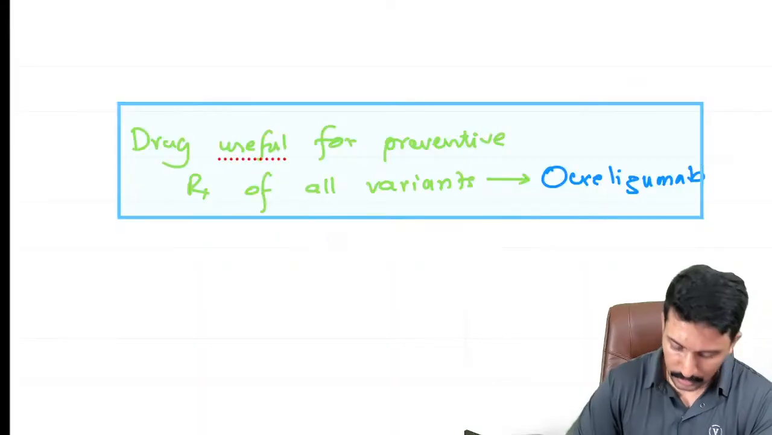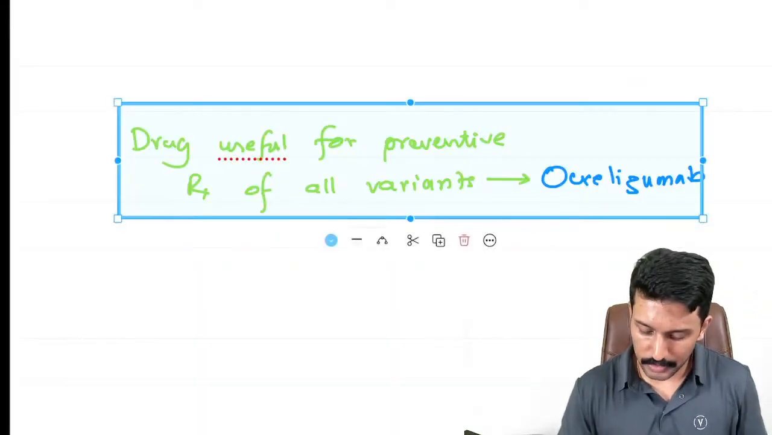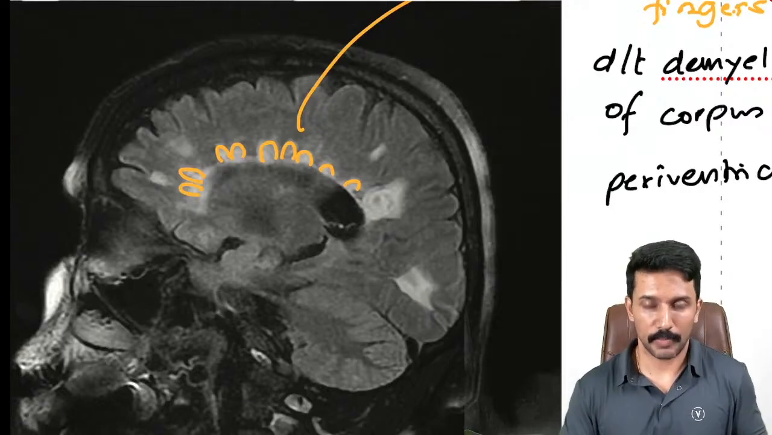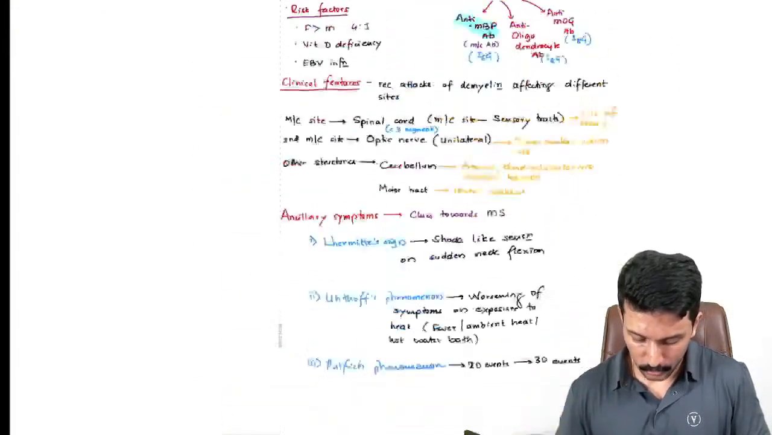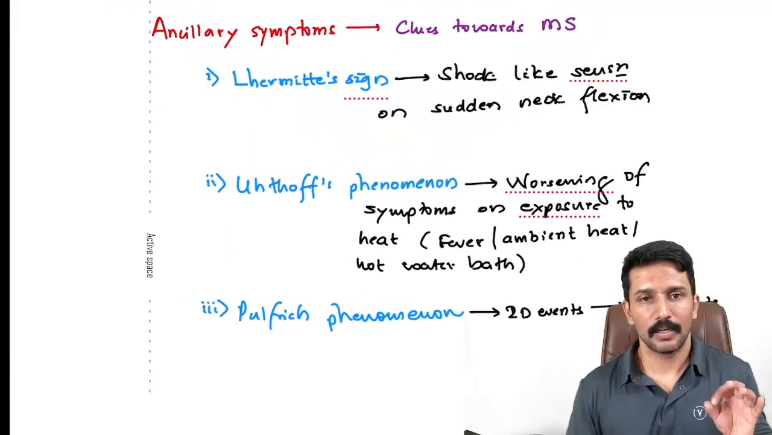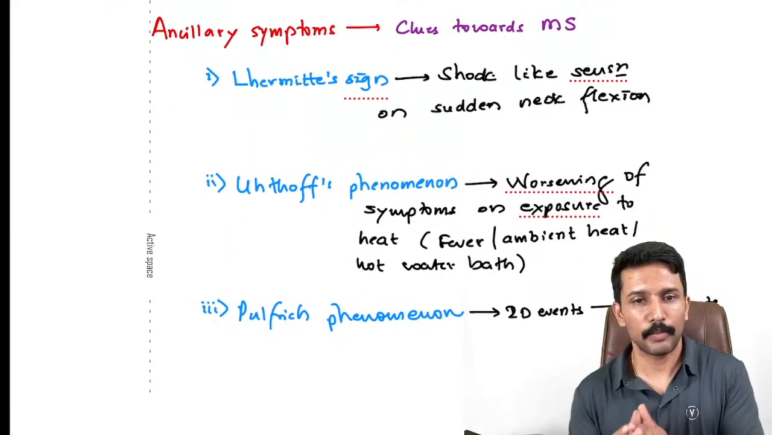That completes our multiple sclerosis. I forgot to mention there are some ancillary symptoms that you need to be aware of in multiple sclerosis, which are again used in the exam as potential clues. What are those ancillary symptoms? Hermitage sign, Uthoff's phenomenon, and Pulfrich phenomenon.